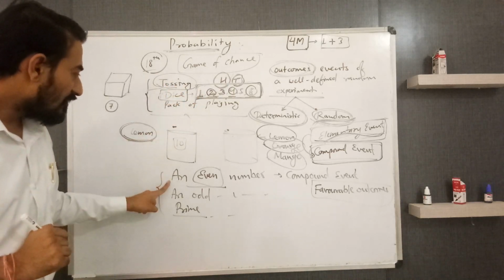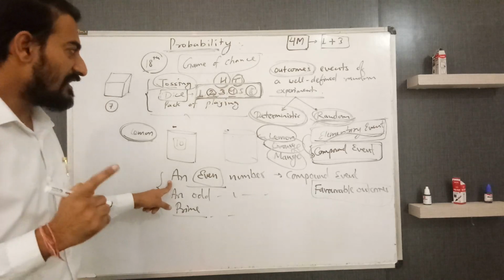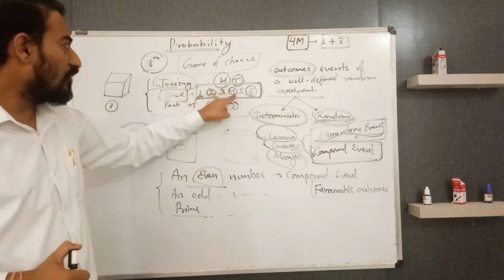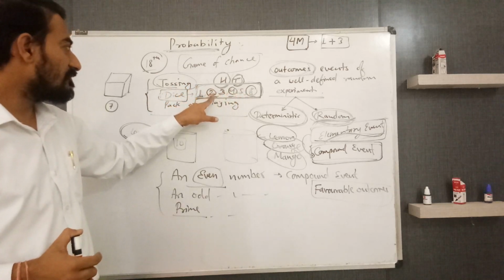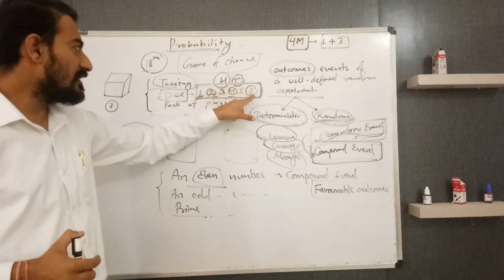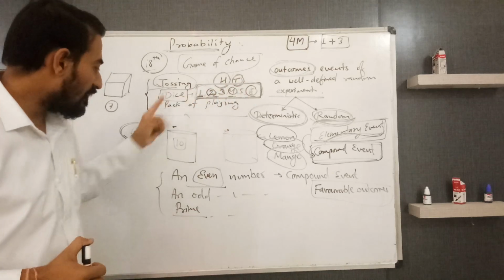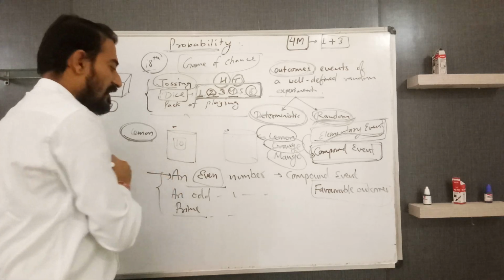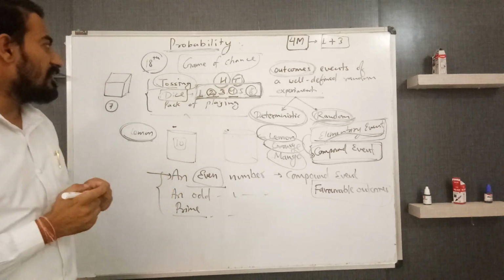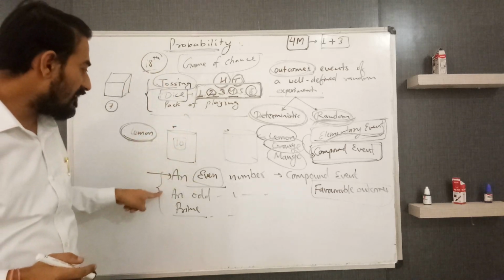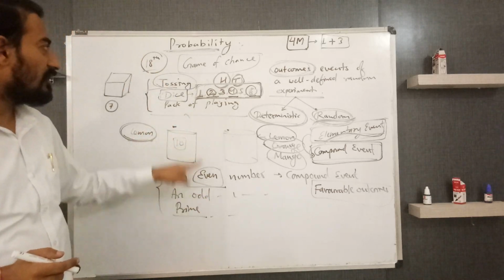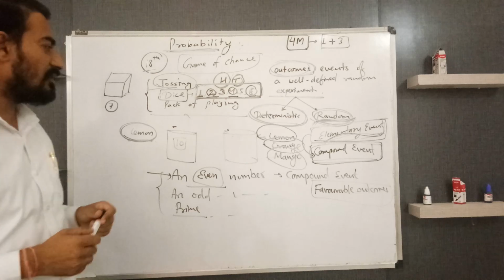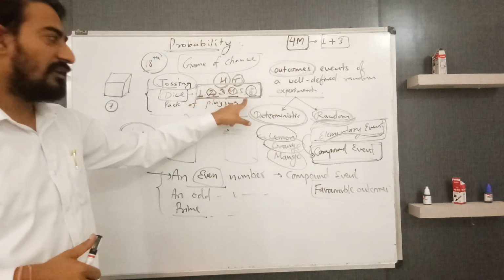If I say an even number, the desired event is an even number. Then 2, 4, 6. If we get 2, 4 or 6, it means 3 outcomes are favorable to this event. So these are favorable outcomes of the desired event. In case of odd number, the desired event is getting an odd number. Then the favorable outcomes are 1, 3 and 5. So the total number of favorable outcomes you will have is 3.